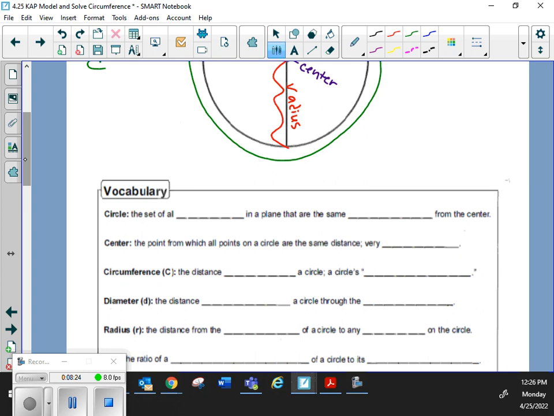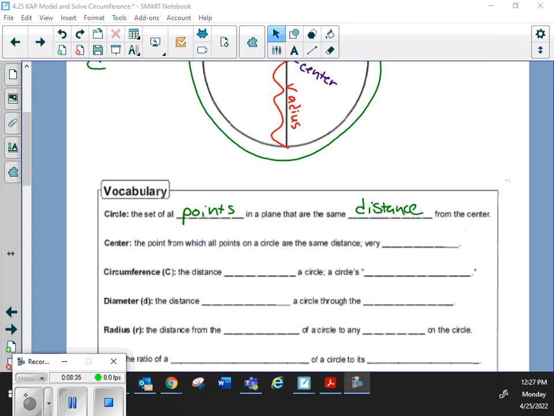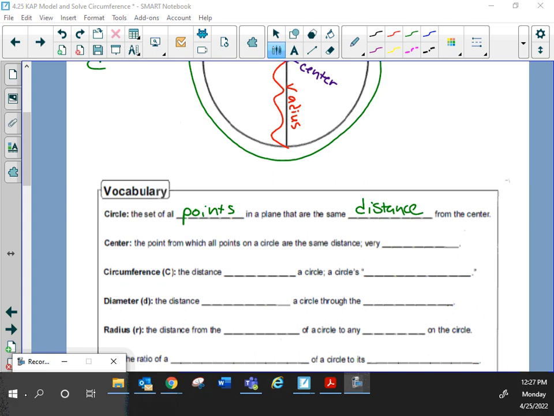All right. Again, the definition of a circle is the set of all points in a plane that are the same distance from the center. The center is another word for the middle. The point from which all points in the circle are the same distance is the very middle of the circle. There's circumference. We use the letter C for circumference. It's the distance around. It's just a fancy word for a circle's perimeter. Remember, perimeters are on the rim. It's the edge of those shapes.